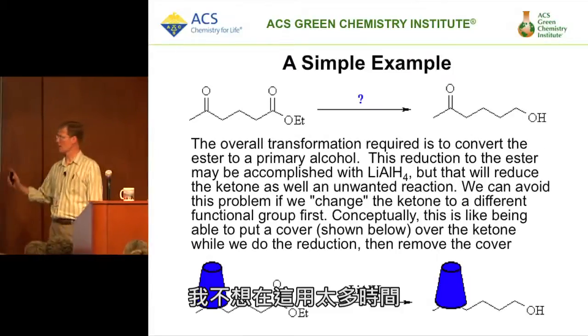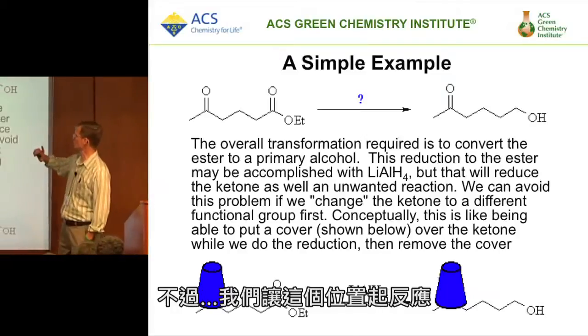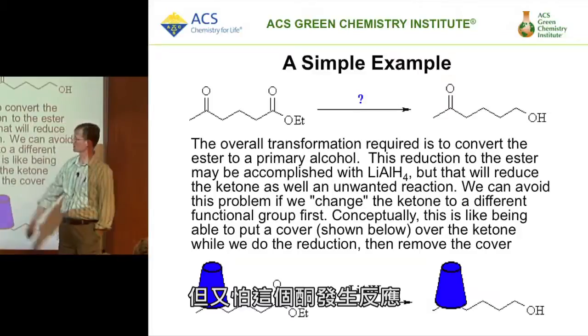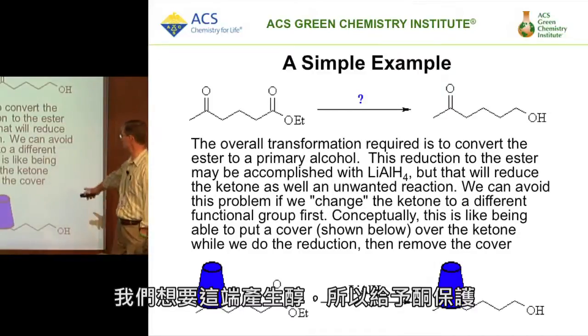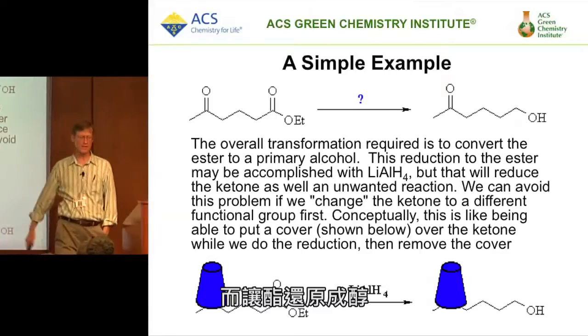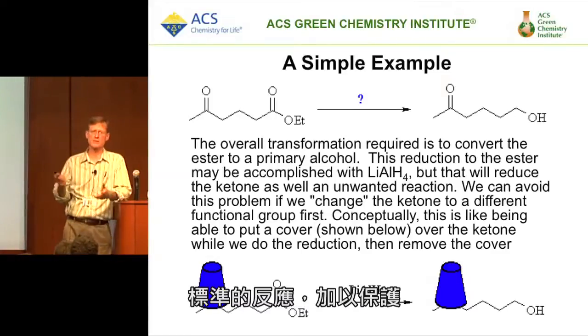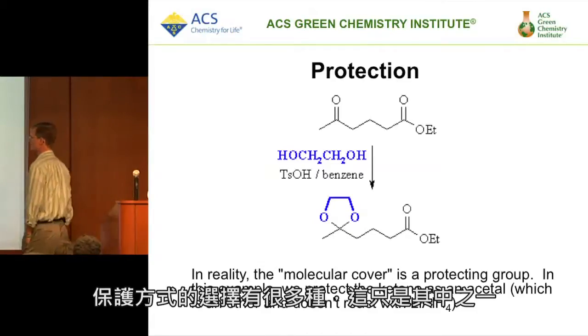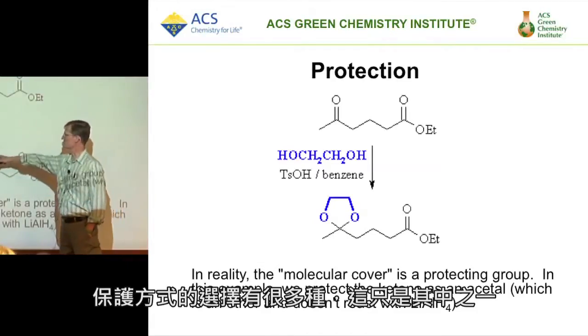I won't spend a lot of time on this, but we want to react this thing, and we're afraid that that particular ketone will react, where we want this end to make the alcohol. So we just protect it so we can reduce the ester to the alcohol, a standard reaction. We protect it, and there are a lot of choices for how to protect it. This is just one.